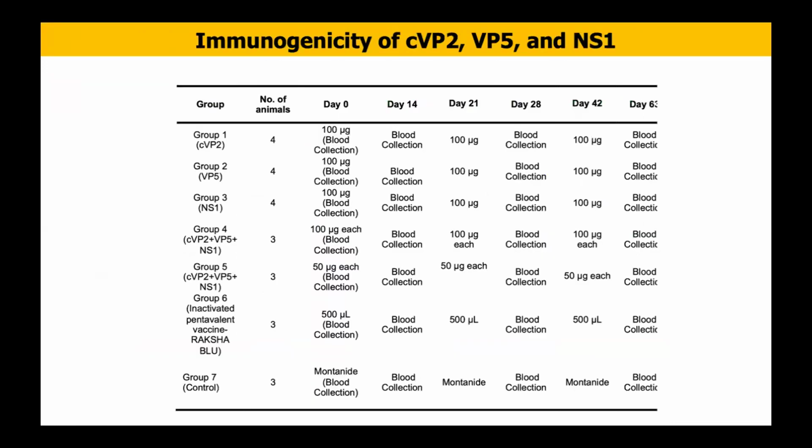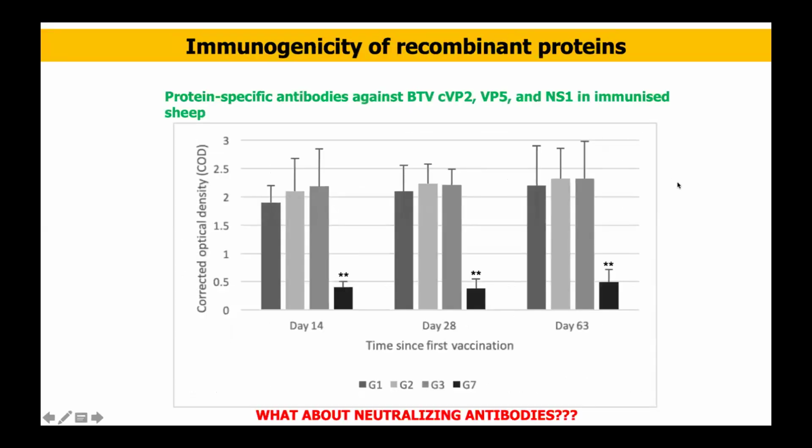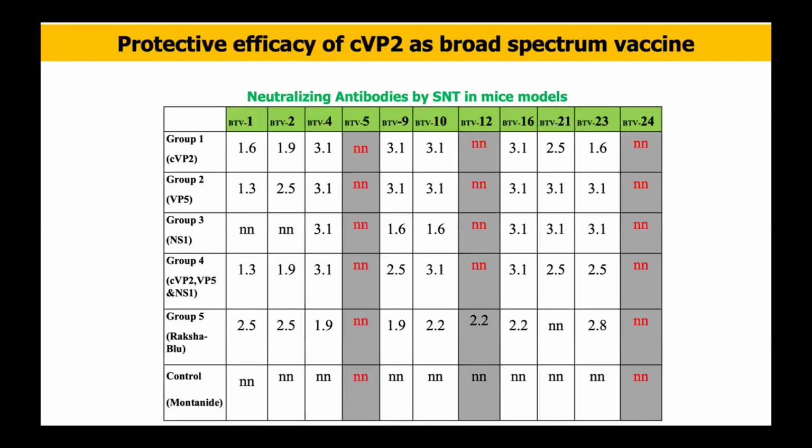And now the next thing was to check whether the same is replicated in sheep, because sheep is a natural host. So we have done that again, with individual proteins, and then together also, in sheep. It's a 60-day study. At frequent time points, we collected the blood and checked whether it is generating antibodies or not. As you can see, they are generating antibodies. The black group is the control animal. And what this graph shows is all these proteins are generating a good immune response in sheep as well.